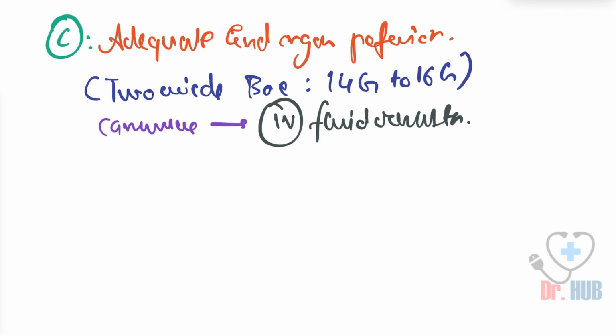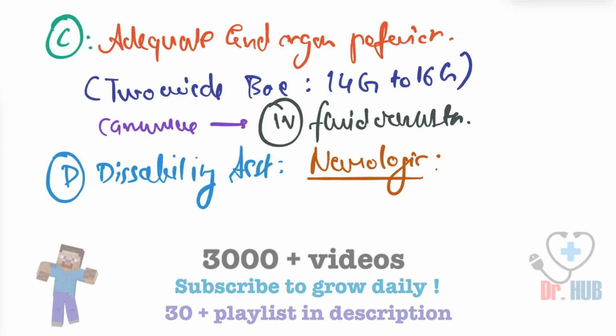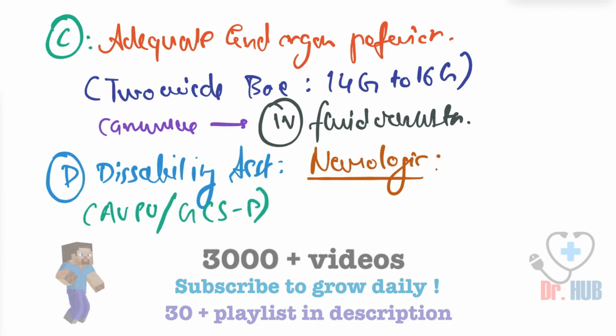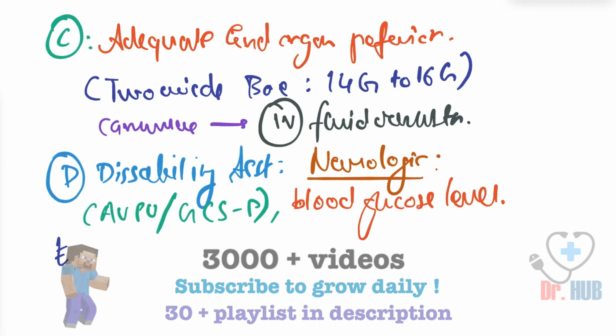Next, we also have the D. D is for the disability assessment. It is to perform a basic neurological evaluation. The neurological evaluation is done by the AVPU as well as the GCS, and the glucose levels, the blood glucose. These things are done. Then we look at E. What does E stand for?